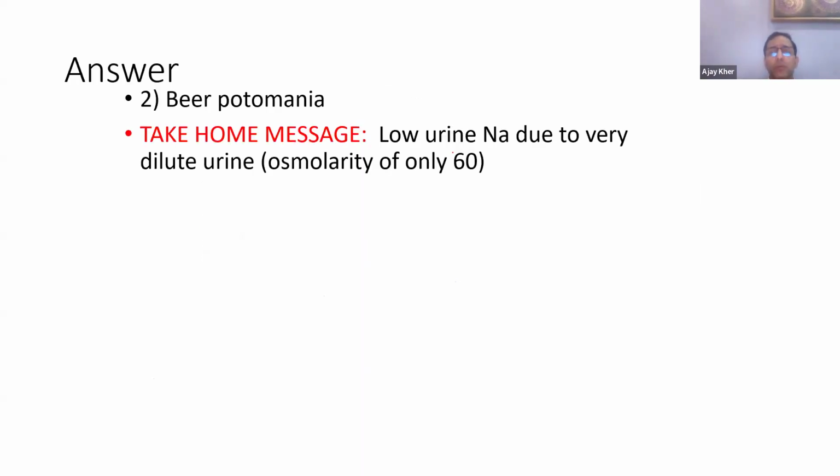And so the low urine sodium is due to the very dilute urine. So the osmolarity is only 60. So even if you have a sodium of 20, there would be 20 chloride with it. And so that would give you an osmolarity of 40. So when you have an osmolarity of 60, the amount of sodium in the urine will be very, very low. And so that is what's going on here. And this is not a reflection of any volume depletion state in this situation.